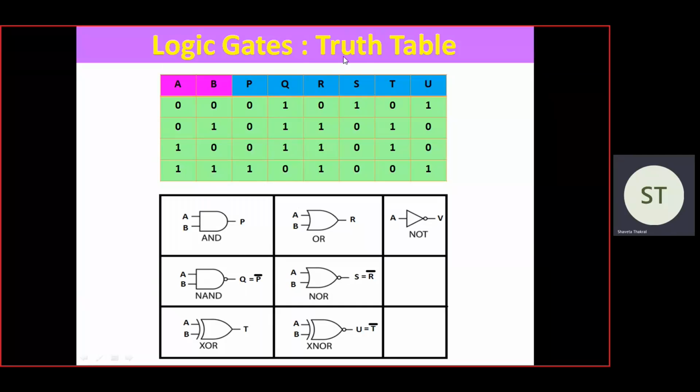This is the output of OR gate, that is R. This is the output of NOR gate, that is S. This is the output of XOR gate, that is T. And this is the output of XNOR gate, that is U. The NOT gate truth table is not shown here because it works on a single input A. If A is 0, V is 1, and if A is 1, V will be 0.